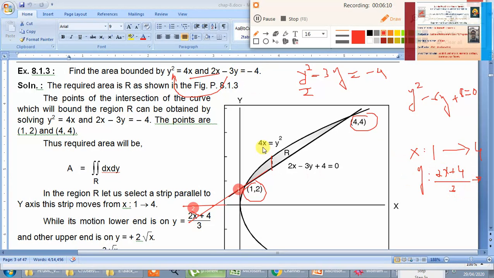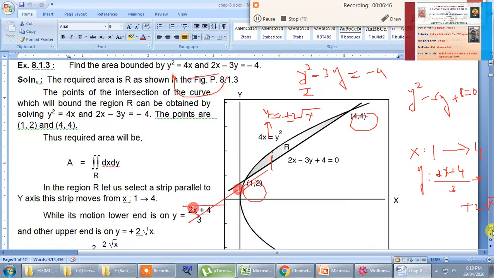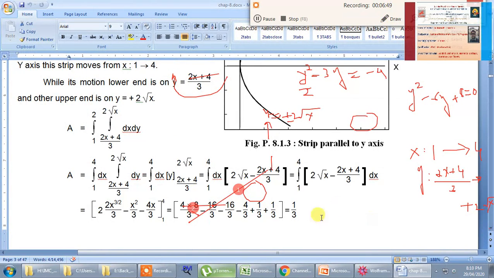Where is the upper end? The upper end is on the equation of the parabola, and we require the value of y. We have two values of y: y equal to plus or minus root 4x, which is 2 root x. Y equal to plus 2 root x is the upper part and y equal to minus 2 root x is the lower part. That is the limit, and you integrate with the help of that limit to get the answer. The answer will be equal to 1/3.